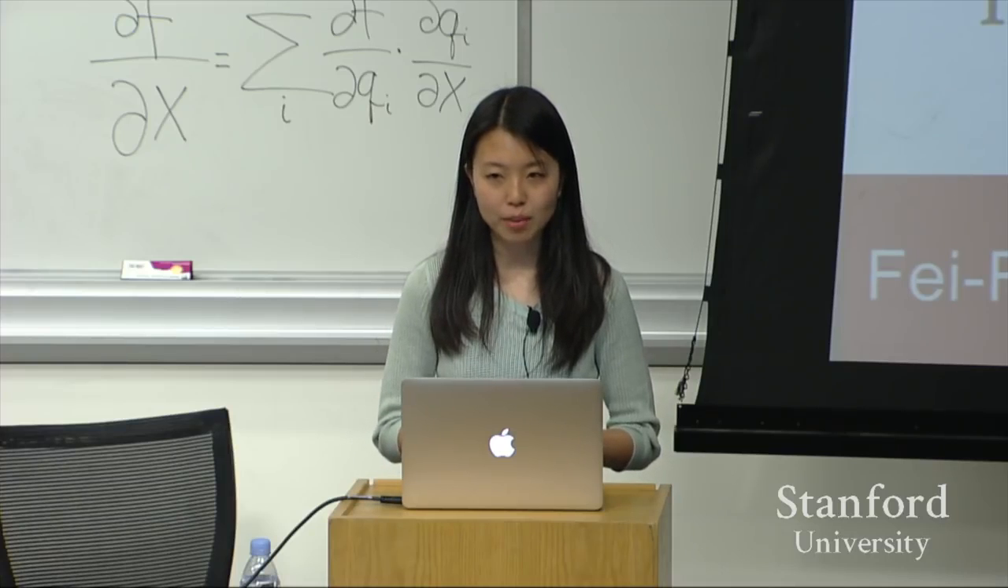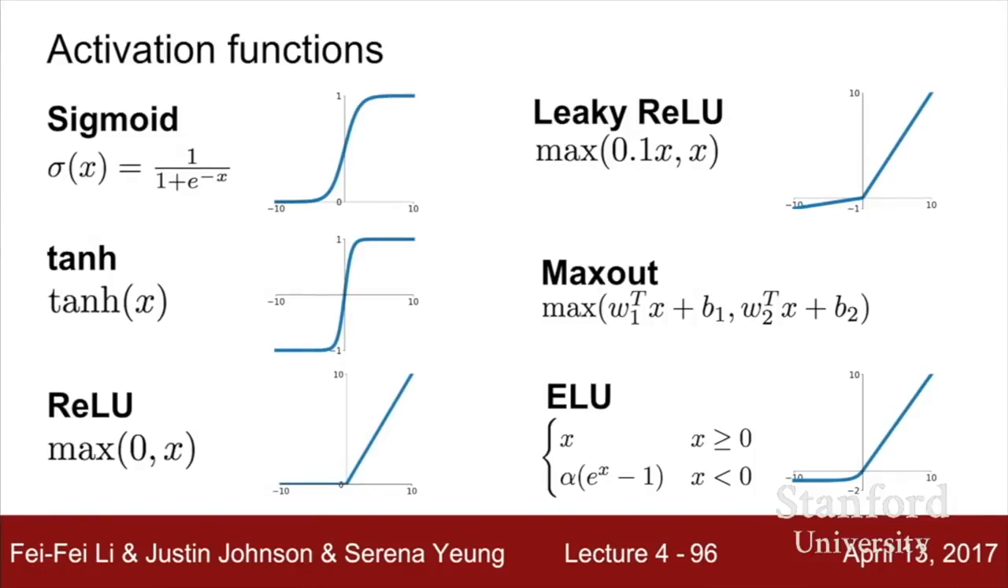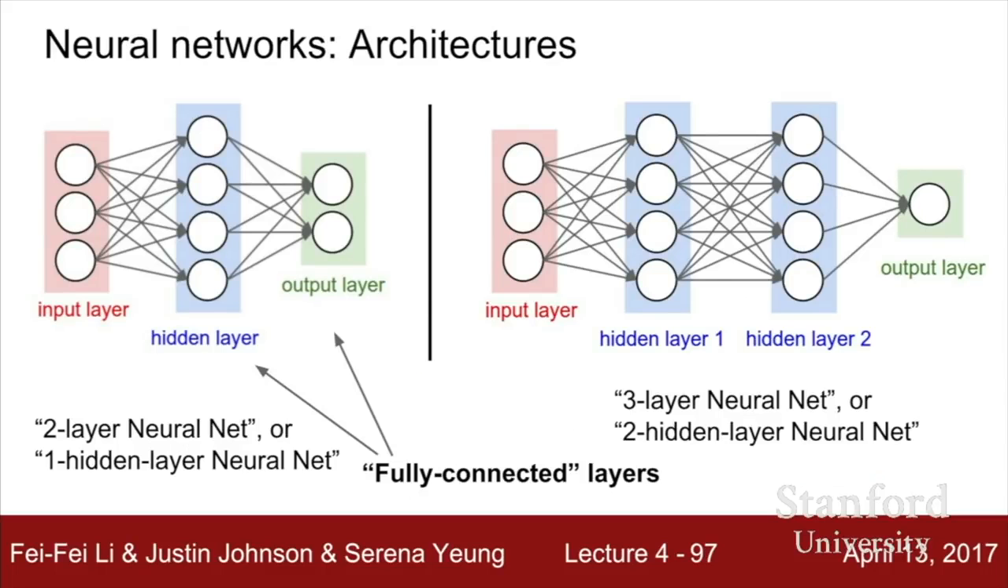Okay, so we talked about how there are many different kinds of activation functions that could be used. There's the ReLU that I mentioned earlier. We'll talk about all of these different kinds of activation functions in much more detail later on, including choices of these activation functions that you might want to use. We'll also talk about different kinds of neural network architectures.